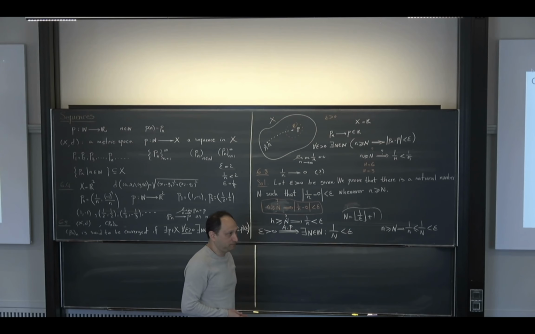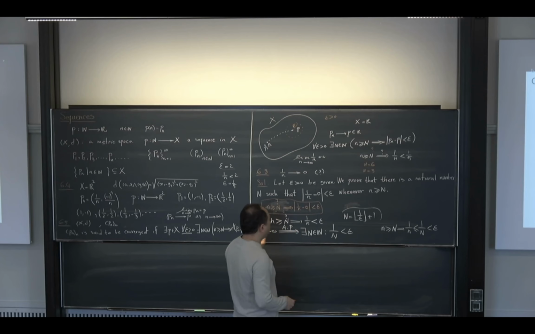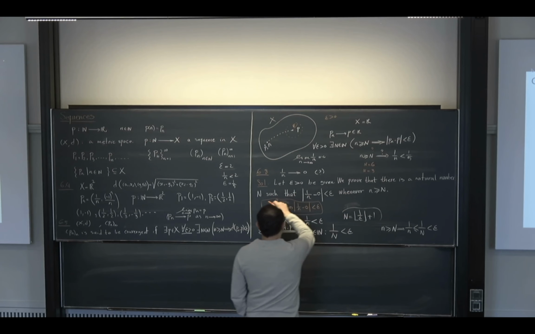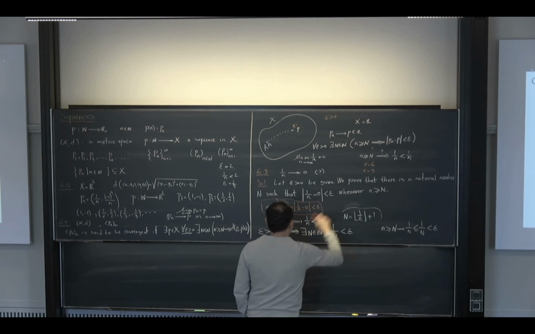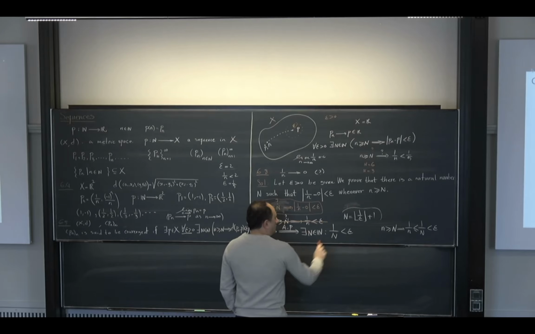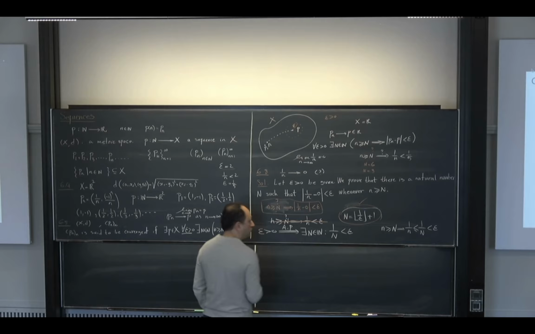Is that clear? Okay. So let epsilon be given. We prove that there is a natural number n such that this holds whenever that happens, and then you write this one, so don't write this. This was good. If you write that, that's okay.